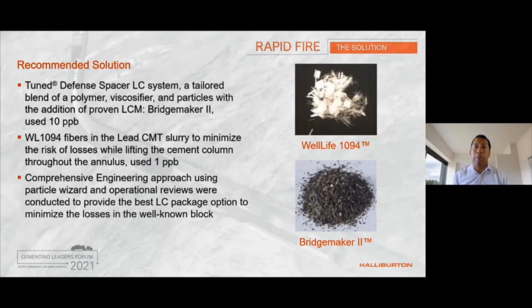The solution Halliburton recommended was an LCM package consisting of Tuned Defense LC spacer, adding 10 pounds per barrel of BridgeMaker 2 to the Tuned Defense spacer, and fibers, 1 pound per barrel, added to the tip of the lead slurry. The Tuned Defense spacer LC system is a tailored blend of a polymer, viscosifier, and particles with the addition of proven LCM such as BridgeMaker 2.